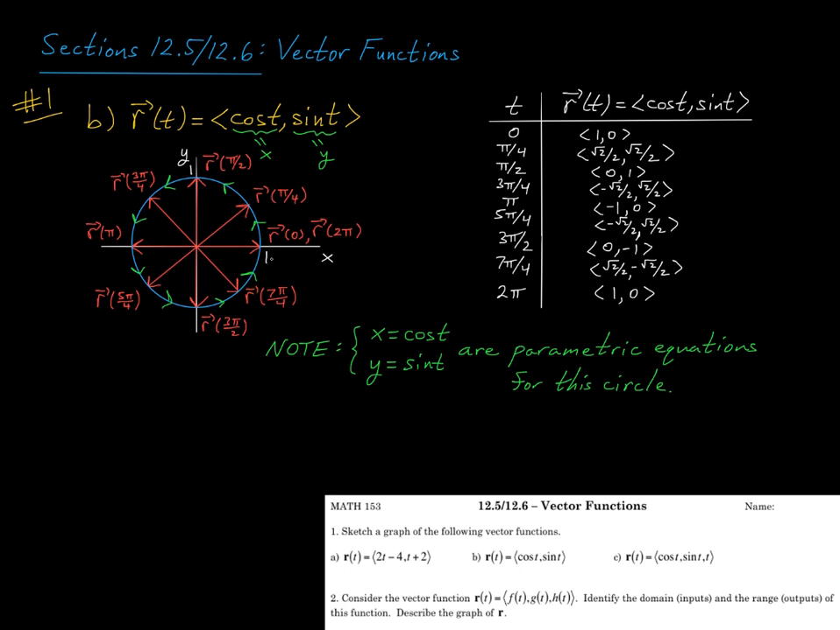We complete one trip around the circle in 2 pi units.